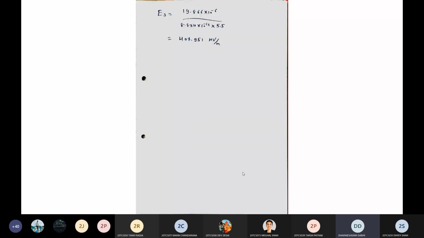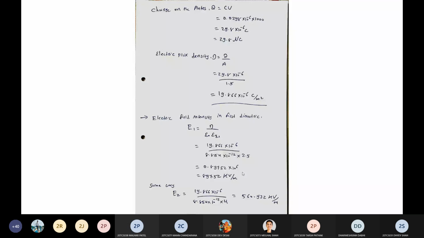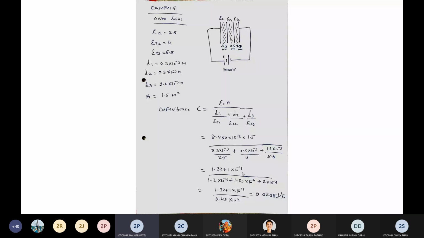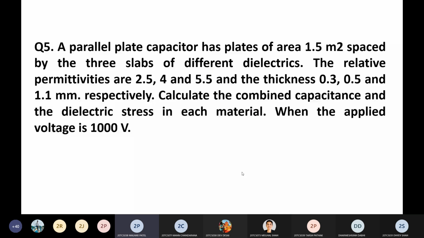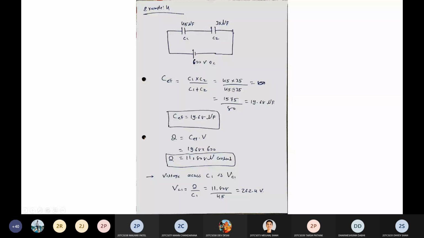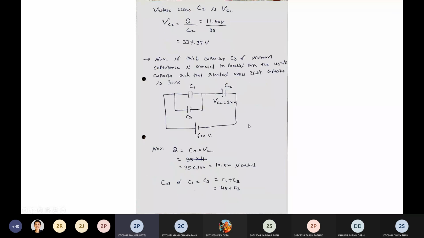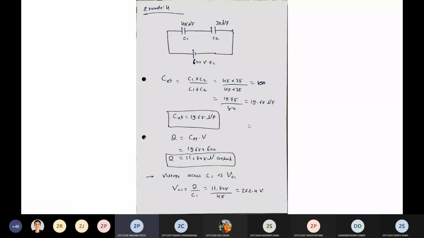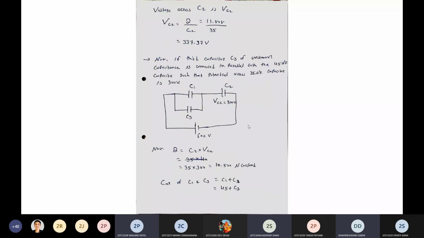Sir, could you go back to the previous question? I think there was an error. Example number 4, the capacitance one. For the equivalent capacitance part, in which we calculated 10,500 coulombs. Yes, here. It should be microcoulomb.